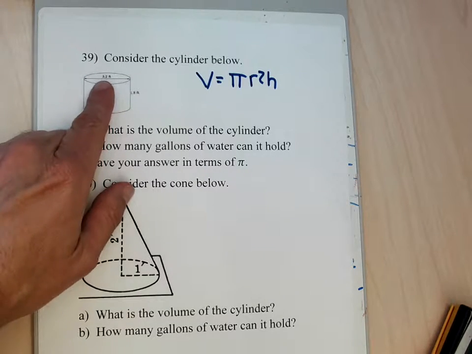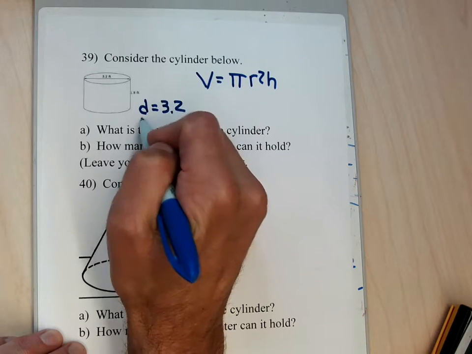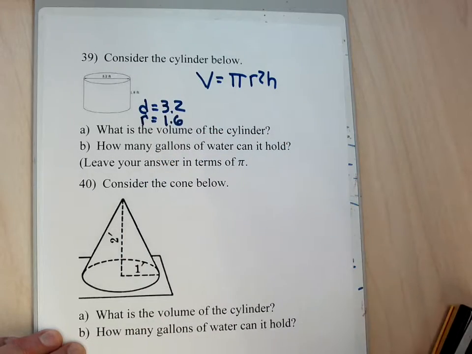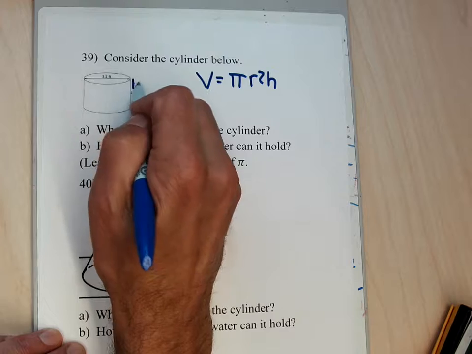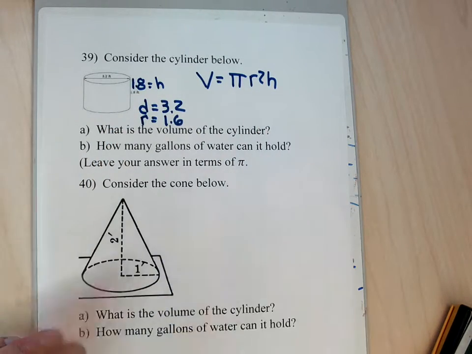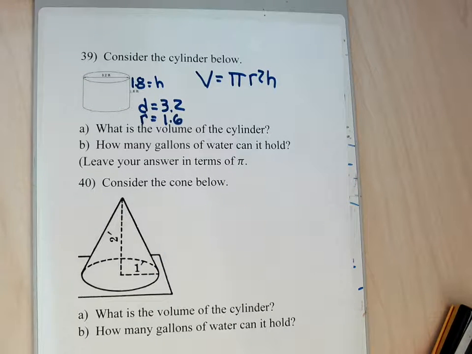And the r is going to be half of 3.2. So the diameter for you is 3.2. Your r is going to be the radius, which is half of that, which is 1.6 feet. Your height is 1.8 feet. Hopefully that's readable. You can find the volume by using this formula. It doesn't say whether to leave pi in my answer. Well, yes, it does. So leave my answer in terms of pi, so I'm going to leave pi in my answer. Heck, let me just do your 39 with you so I don't have to do 40.